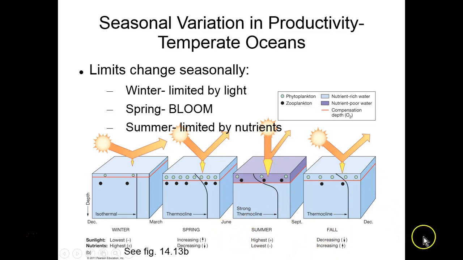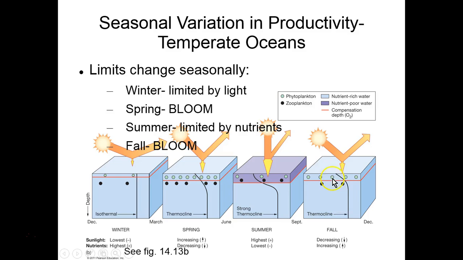And then finally, when we come around to the fall, the sun is hitting at less of an angle, so that surface water can cool, and some of the nutrients can start to circulate back into the surface waters. Therefore, the phytoplankton that remain there start to get some nutrients, and therefore they can grow and reproduce. So in the fall, there's another bloom.